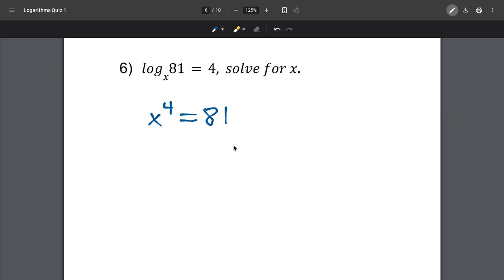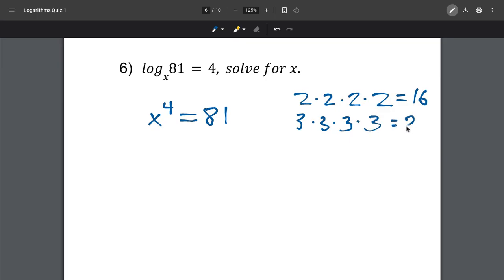Okay, so what I would encourage you to do is try out the numbers. So if I do 2 to the 4th power, I know 1 to the 4th power is going to be 1 because you're just multiplying by 1. So 2 to the 4th power, well, 2 times 2 is 4, times 2 again is 8, times 2 again is 16. That's too low. So 2 is not going to work. Let's try 3 to the 4th power. So 3 times 3 is 9, times 3 again is 27, times 3 again is 81. So in this case, 3 to the 4th power is going to equal 81. So x is going to be 3.